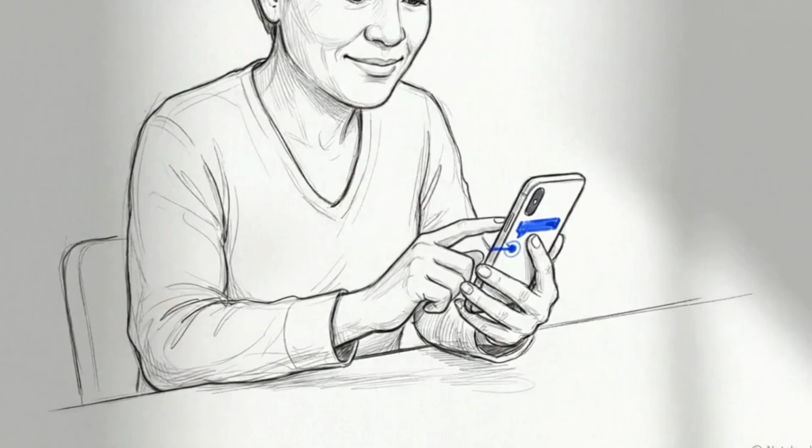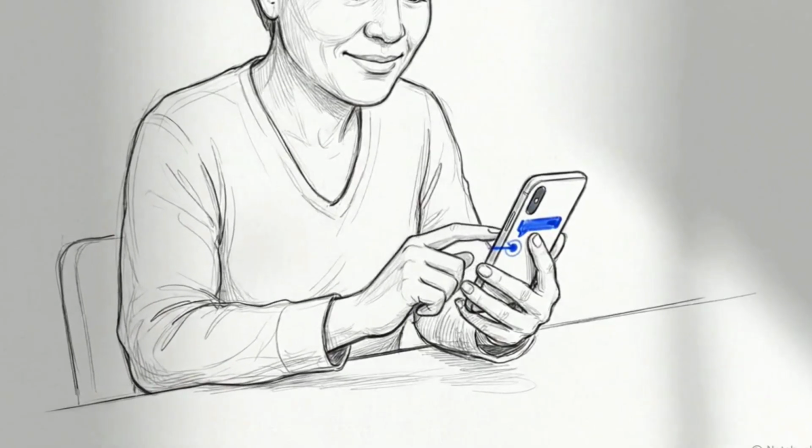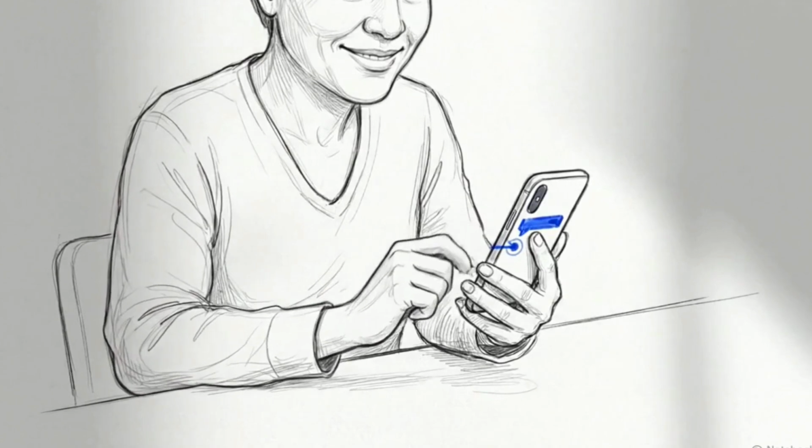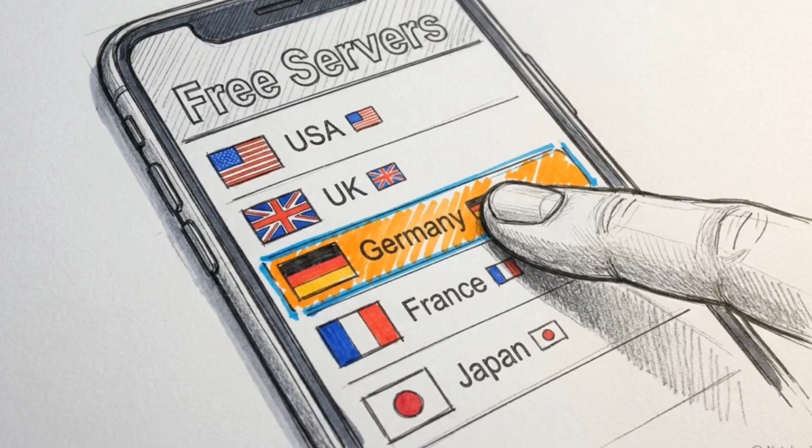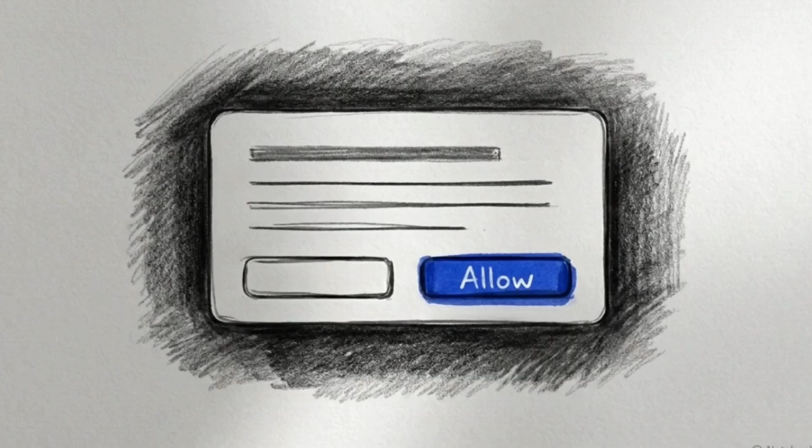Knowing how to find these hidden buttons allows you to keep your financial information completely private, while others might trigger an unwanted subscription. From the dashboard, tap the country list and select a free server like Germany or France to start the connection. A system alert will immediately appear asking for permission to add VPN configurations.